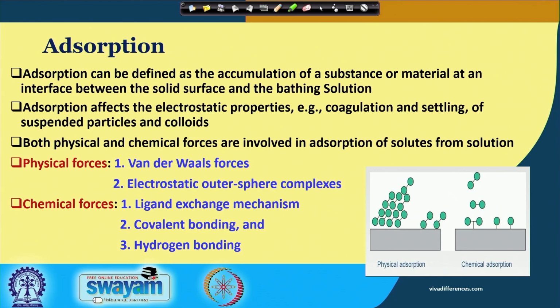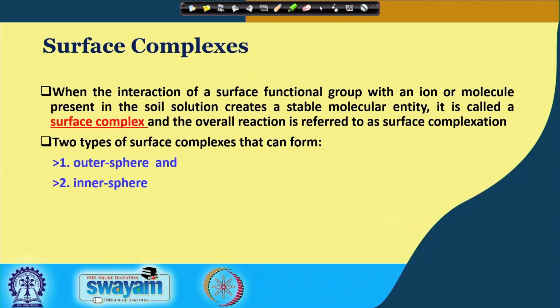However, in case of chemical adsorption, you can see either formation of covalent bonding or hydrogen bonding or ligand exchange reaction. So, although they are all adsorption, depending on the nature of adsorption, we can differentiate whether it is a physical type of adsorption or chemical type of adsorption.